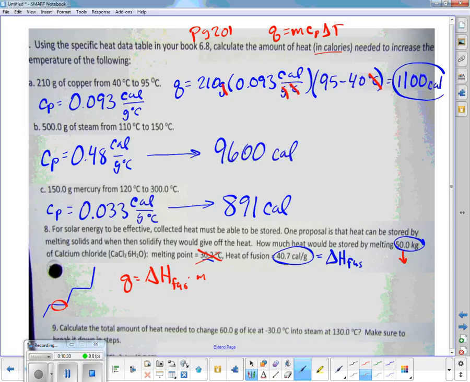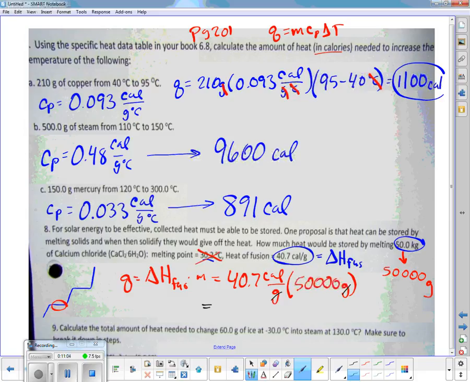Times by 1,000. So if I times that by 1,000, I'm going to end up with 50,000, right? Grams. Everybody okay with that? So down here, all I have to do is say, okay, 40.7 calories per gram times by 50,000 grams. The grams will cancel, and I will get what for my calories? It is 203 million. Okay, that's a big, big number, right?